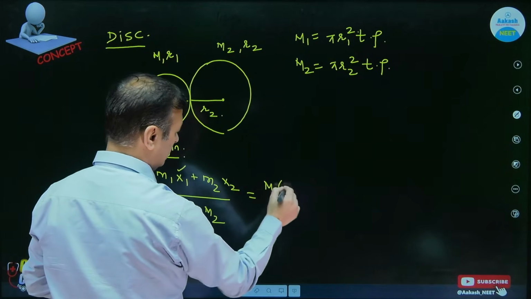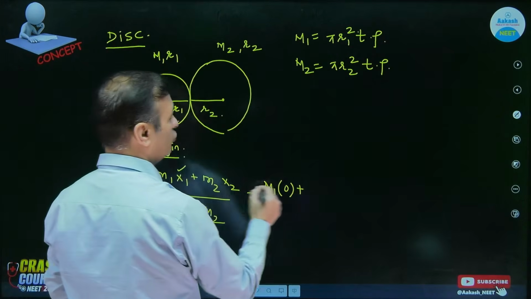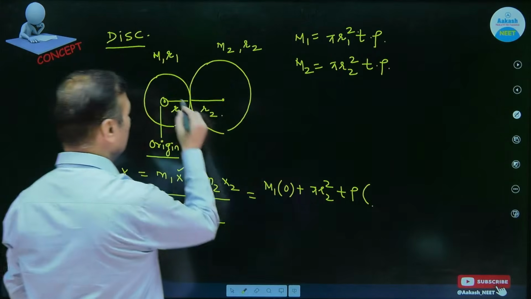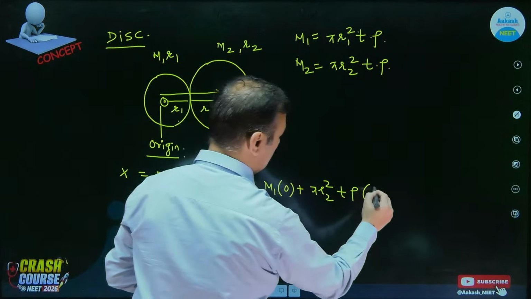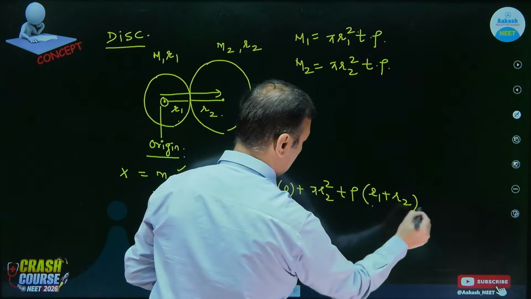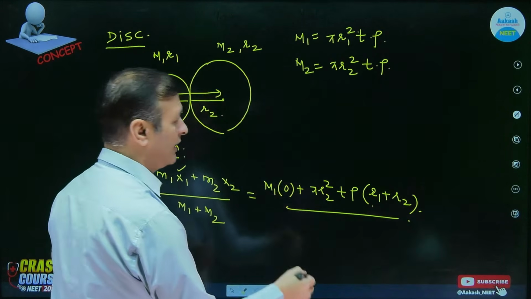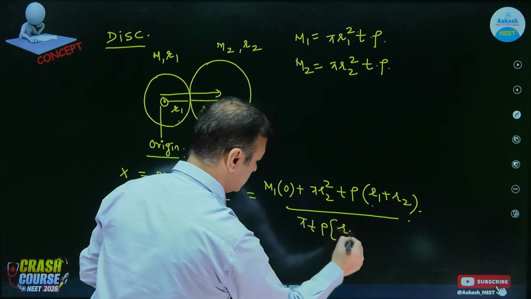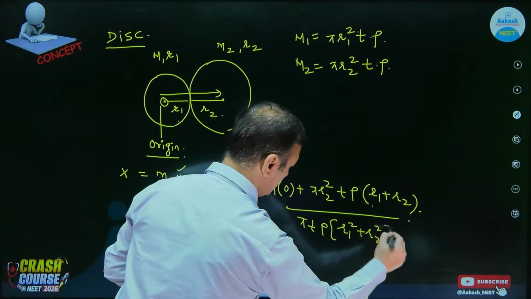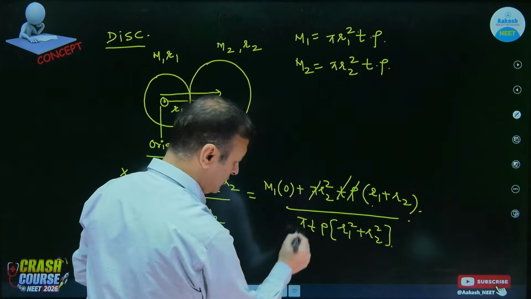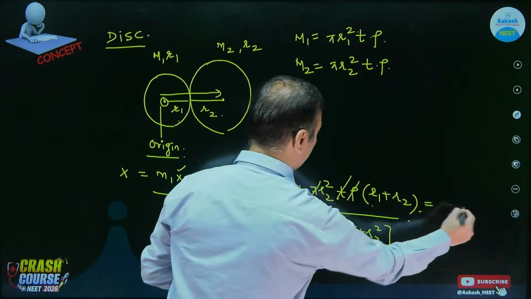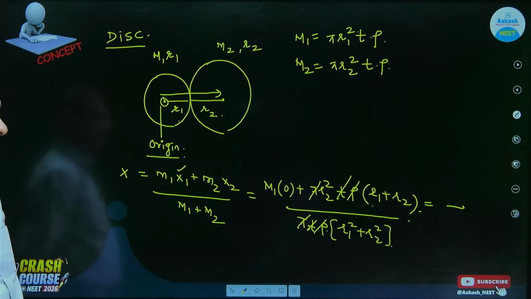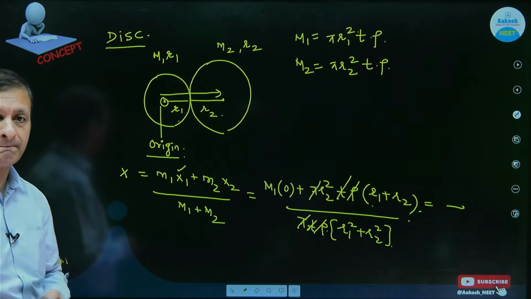So this is m1 into 0. For m2, mass is pi r2 square into thickness into rho, and the coordinate x becomes r1 plus r2 divided by m1 plus m2. So pi, t and rho are common, and this is r1 square plus r2 square. These common features cancel out, and what you are left with is the x coordinate of the center of mass for these two discs. You got it or not?